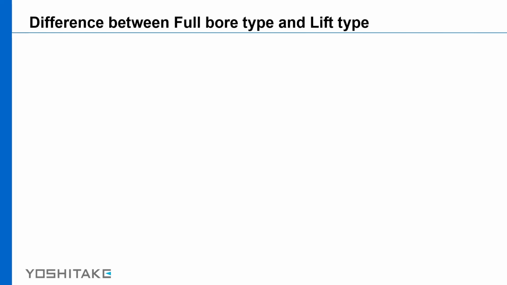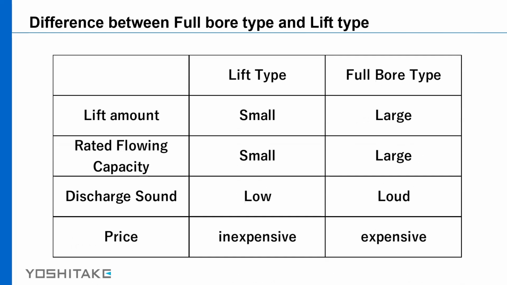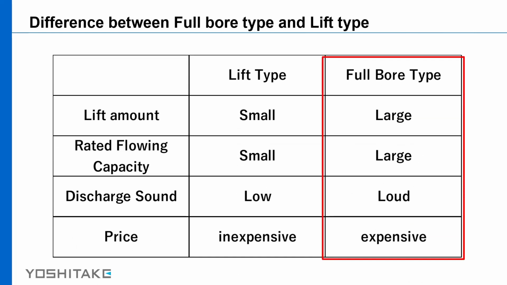This is the difference between full bore type and lift type. Full bore type has a large lift amount, large rate of flowing capacity, large discharge sound, and the price is also expensive when compared with the lift type safety valve.